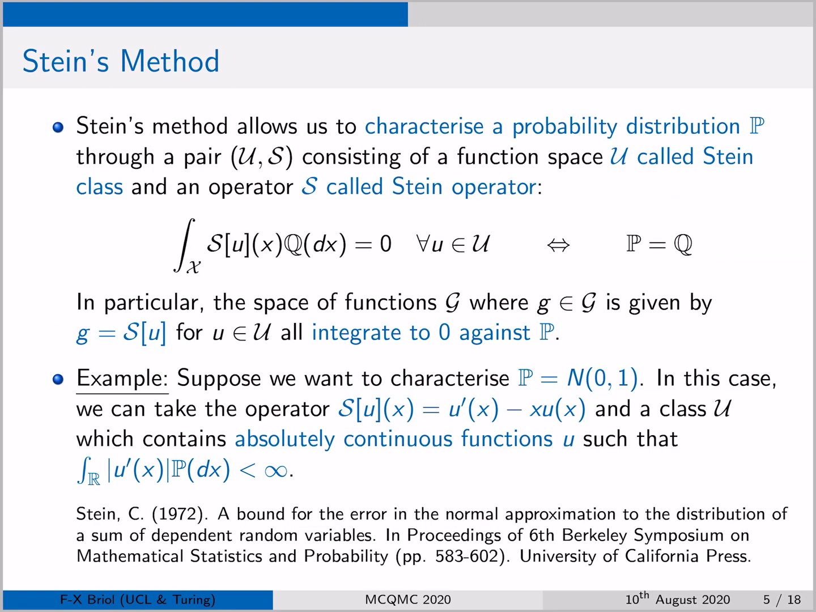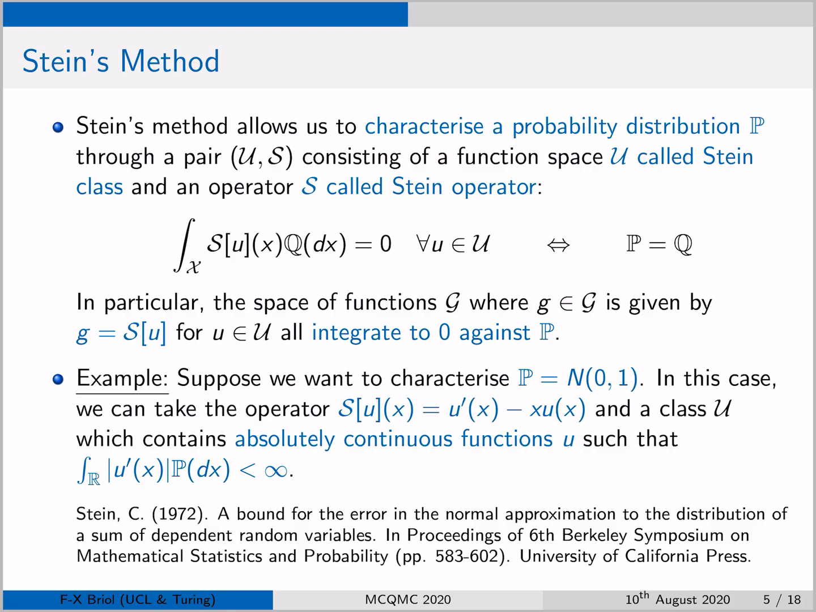The simplest example is if we want to characterize a normal 0, 1. In this case, the Stein operator will be something very simple: you just take u prime minus x u. That will be a valid Stein operator. Obviously, there are going to be some conditions on the functions u. Namely, they have to be absolutely continuous and satisfy this condition. This was the very first characterization proposed through this method, in the original paper by Charles Stein. Now, obviously, this is not so useful for us because most of the time we will not want to compute integrals against Gaussians, but maybe against slightly more complicated distributions.